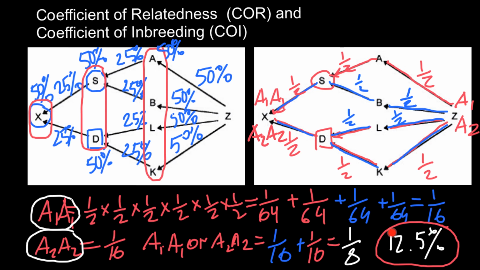So this is our coefficient of inbreeding, and the coefficient of relatedness, once again, between individual Z and X would be 50%. I hope my explanation was clear enough. Now you understand the difference between the coefficient of relatedness and the coefficient of inbreeding.